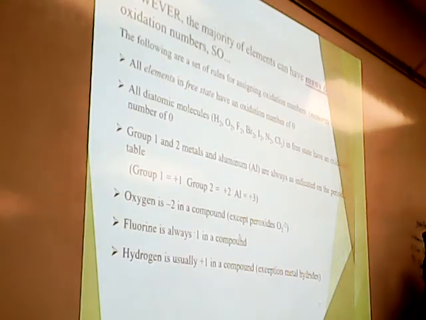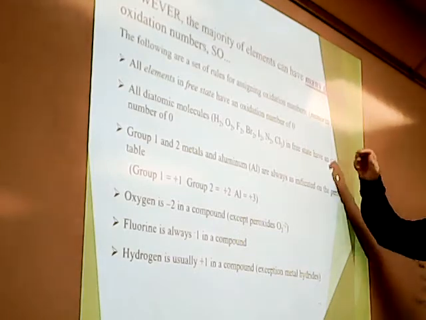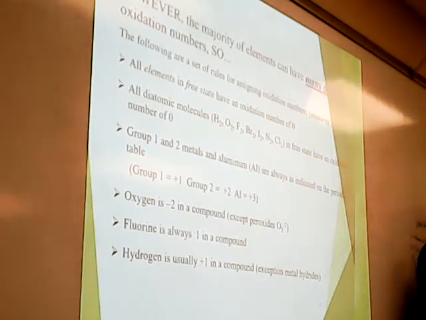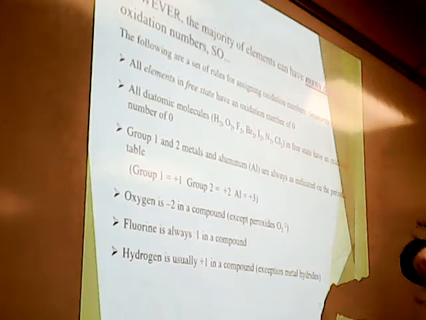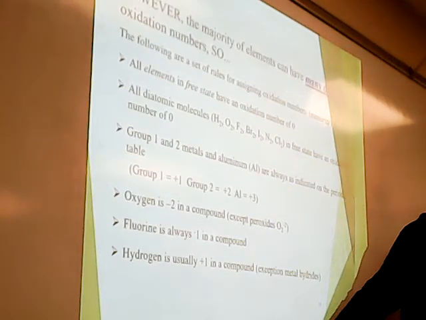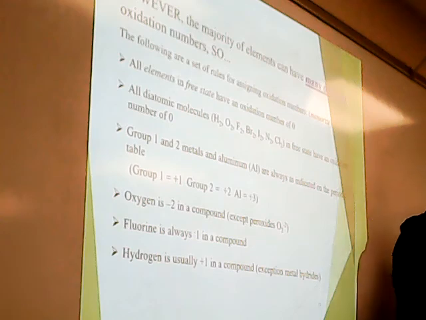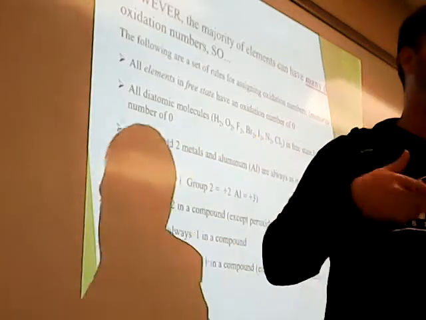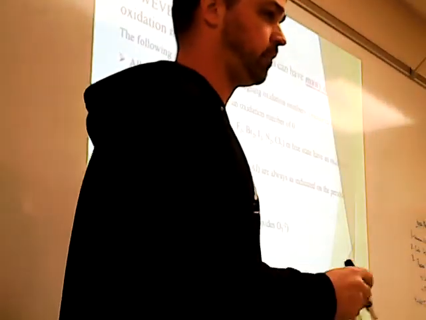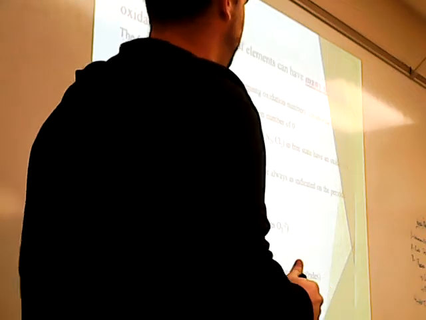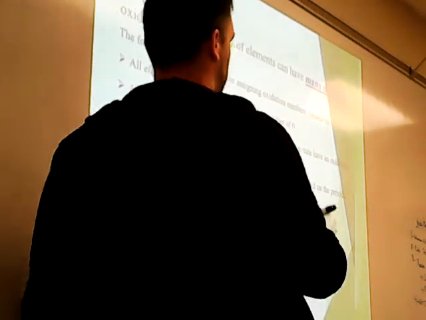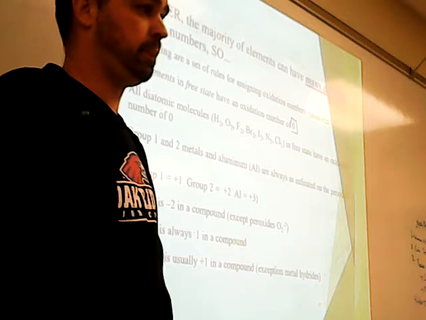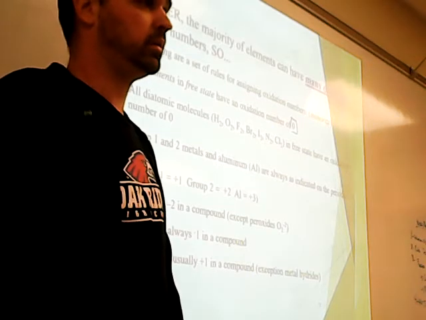So now what you need to know are some of those exceptions. The majority of elements can have many different oxidation numbers. So oxidation numbers can change, and they will change if they don't follow one of these rules. These first 2 rules have been getting my kids since the beginning of class all the way through, even though we've talked about it a couple of times. It's just one of those things that you have to keep reminding yourself about. So all elements in free state have an oxidation number of 0.